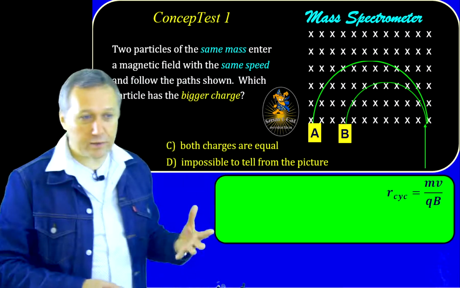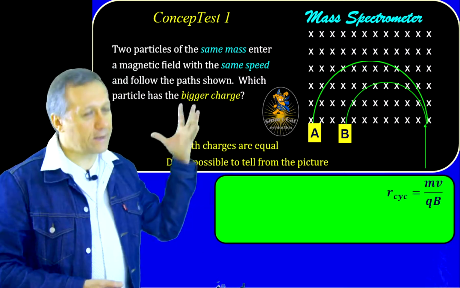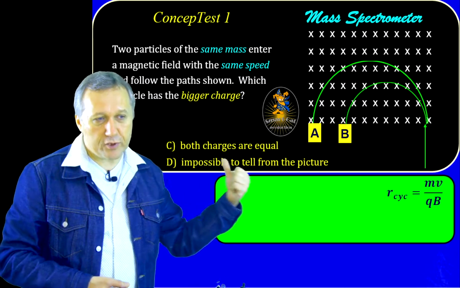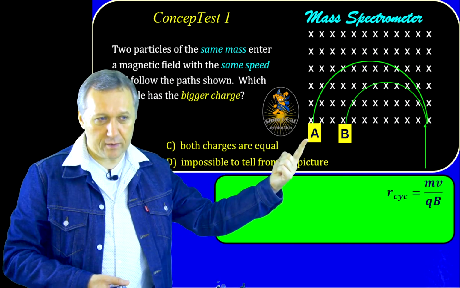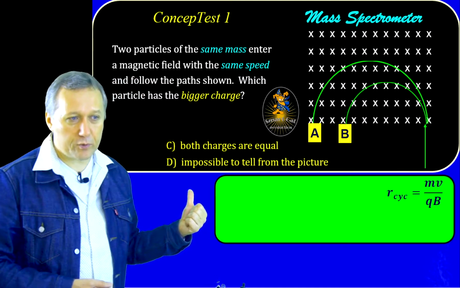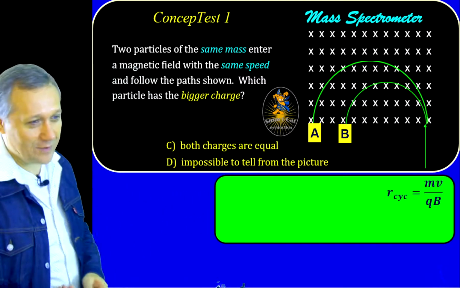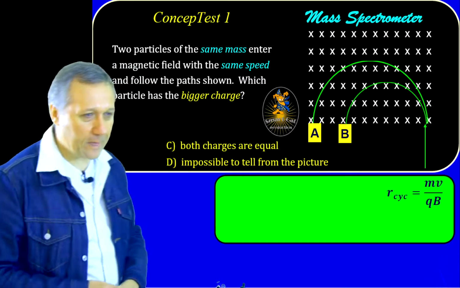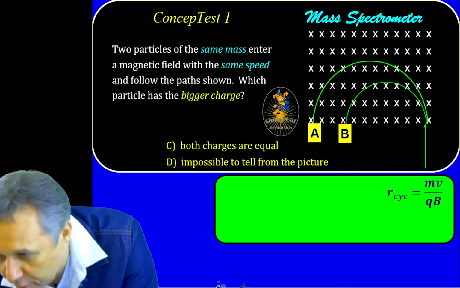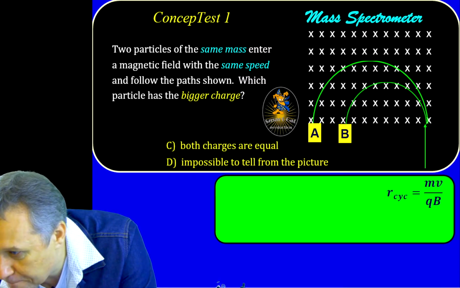So we need to answer the question, using this amount of information, which particle has the bigger charge. Option A, this particle has a bigger charge, or B, this particle has a bigger charge, or C, both charges are the same. And D, it is impossible to tell from what is given. Okay, give it a try, and let me see your answers in the chat.